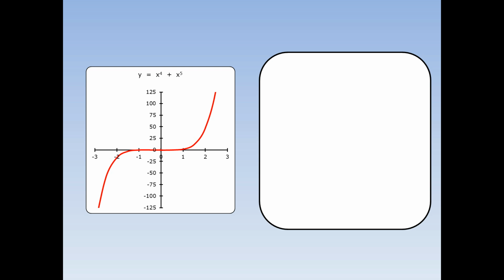And as usual, if I want to find out the gradient at a specific point, for example x equals 1 on this graph, I write down the formula of the graph, differentiate, 4 drops down the front and 4 take away 1 is 3, 5 drops down the front to multiply, and 5 take away 1 is 4. Now to find out the gradient at the specific point x equals 1, I substitute in x equals 1. And this gradient dy by dx ends up being 9.